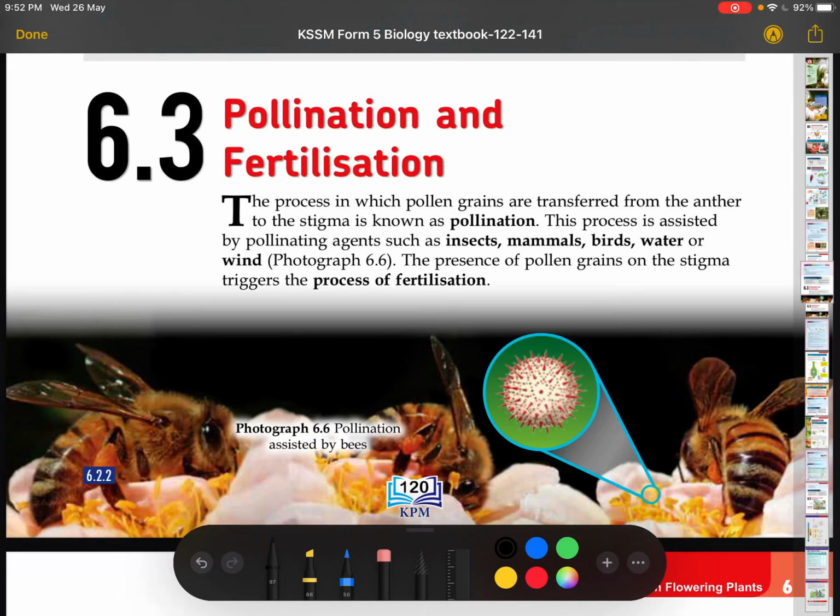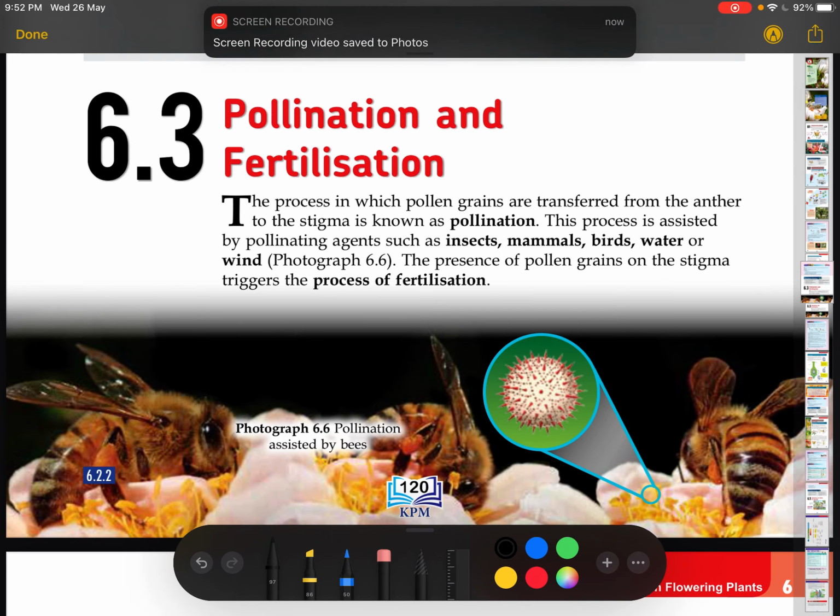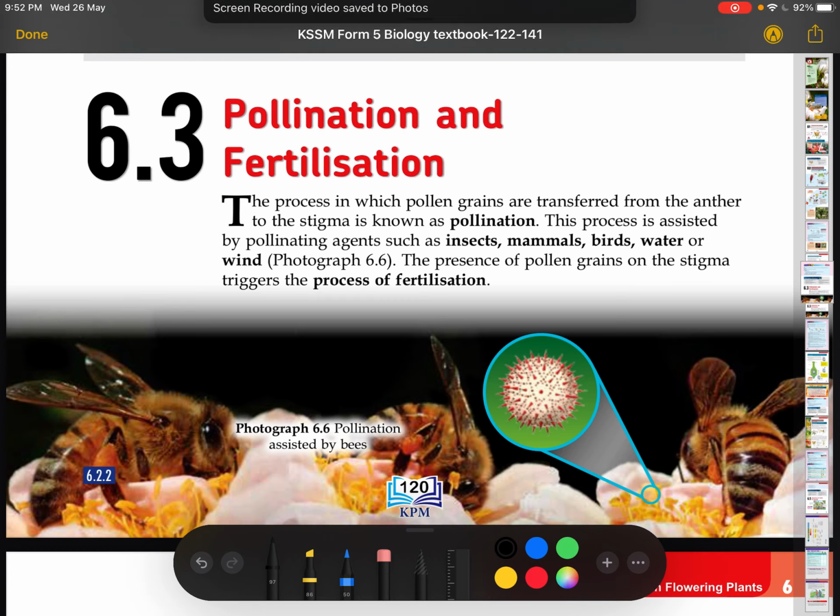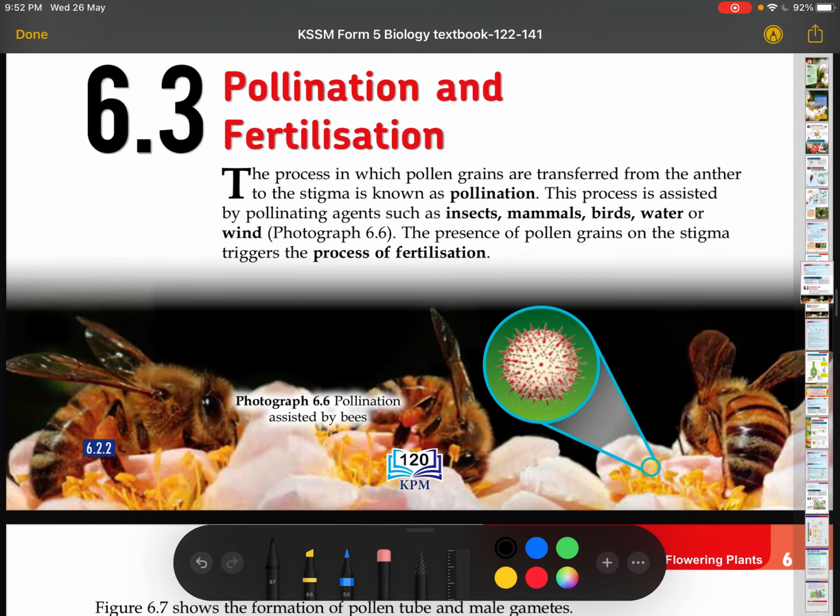Okay, now we're at 6.3, which is basically when all the magic happens. So, first of all, the process of getting the pollen grain to the stigma, that is pollination. The pollen grain going down into the embryo sac and fertilizing is called fertilization. So just note that there are two different processes.